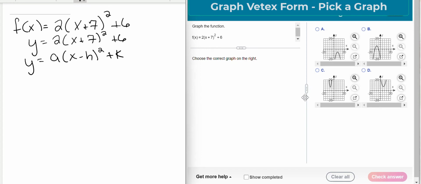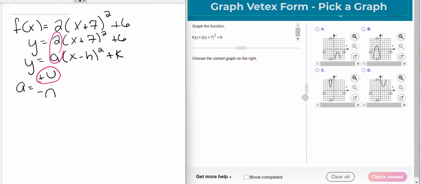First thing I like to look at is my A. Now, if my A is positive, it's going to be a happy face. If my A is negative, it's going to be a sad face. So let's see what we have. I don't care about the number. I just care if it's positive or negative. Since this one is positive, we're going to have a happy face.